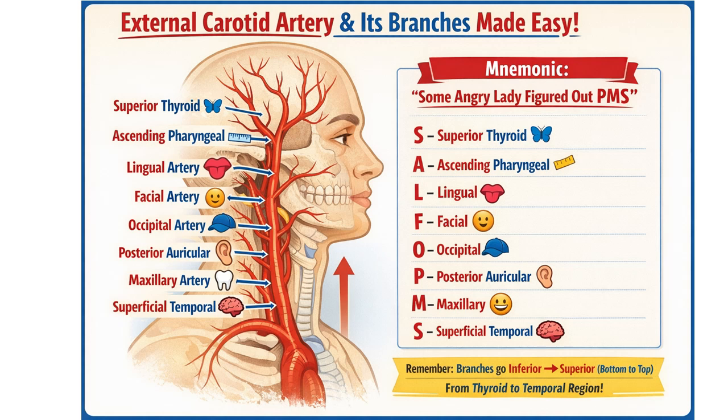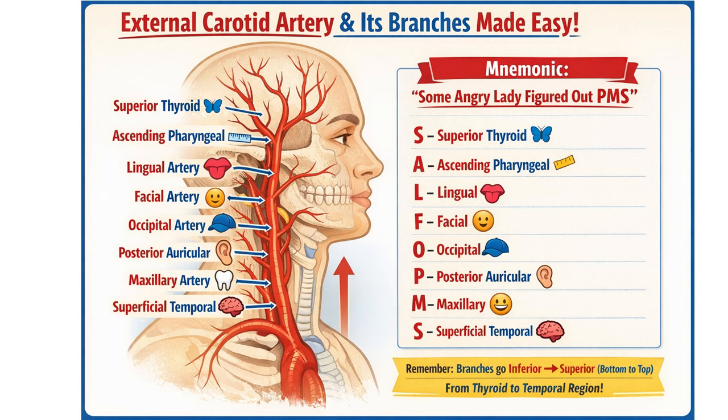The superior thyroid artery stands for S. This first branch is the superior thyroid artery and it supplies the thyroid gland, the larynx, and nearby muscle. Next is A, the ascending pharyngeal artery. This ascending pharyngeal artery supplies the pharynx, the prevertebral muscles, and meninges.